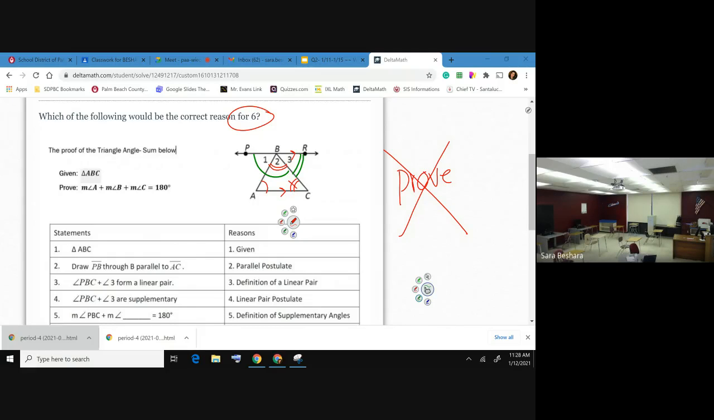That's the parallel. So that means if we add PBC and angle 3, we should get 180. They're a linear pair, supplementary. So this would be with angle 3.